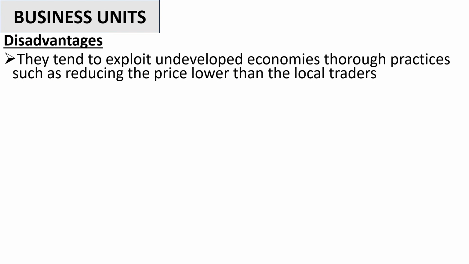What are the disadvantages? So the first disadvantage is they tend to exploit undeveloped economies through practices such as reducing the price lower than the local traders. What does this mean? So what they do is, for example, they can come to Zambia. They see that Amaketobi is selling tomato at Tukwacha for tomatoes.